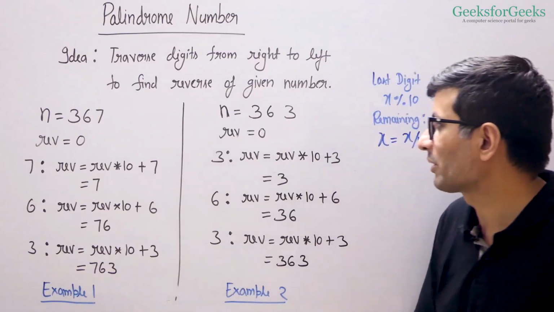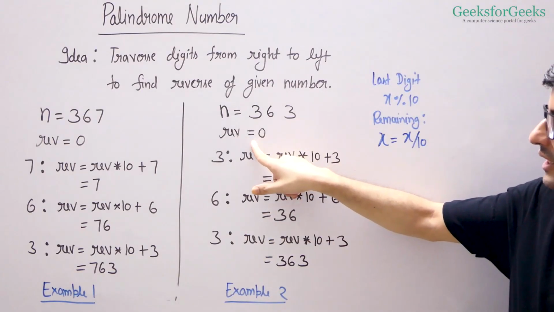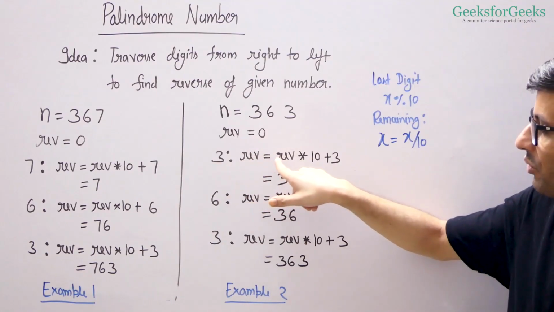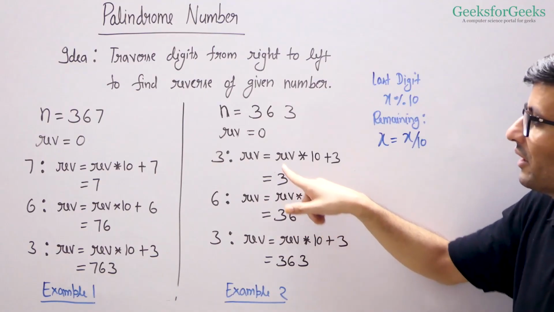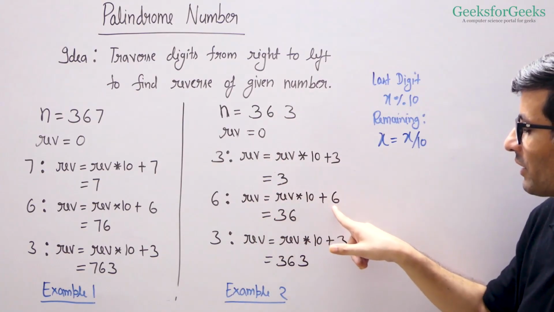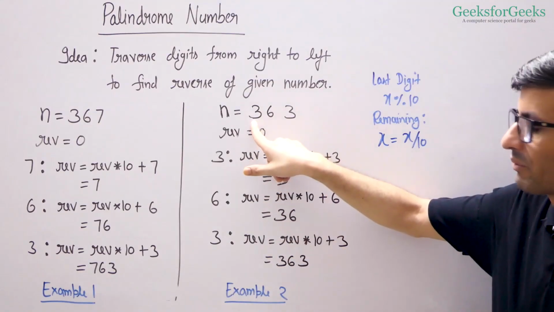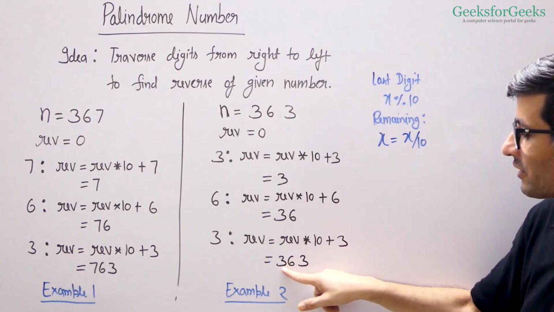Let's do one more example. Here my last digit is 3 and my result is initialized as 0. So we'll do reverse equal to reverse * 10 + 3. We'll get 0 plus 3, 3. Then we'll come to the second last digit 6 and we'll do 3 * 10, 30 plus 6, 36. Then we'll come to the first digit, we'll do 36 * 10 plus 3, which is 363.